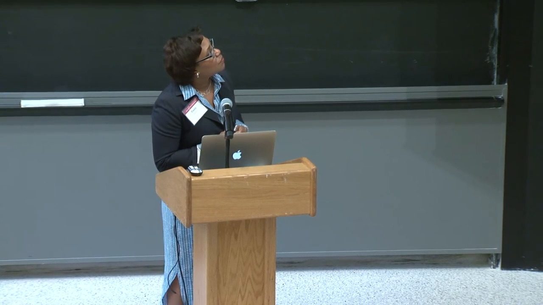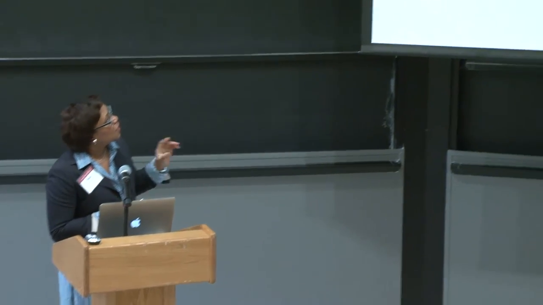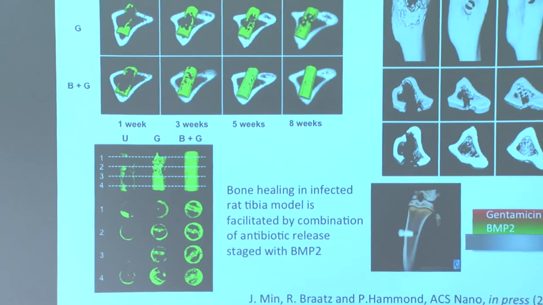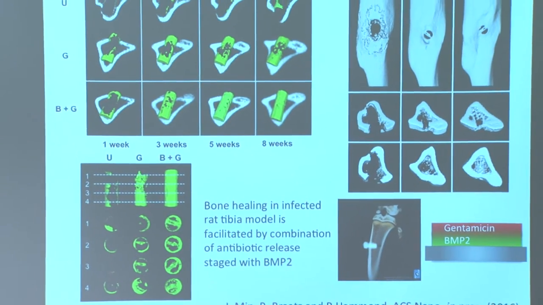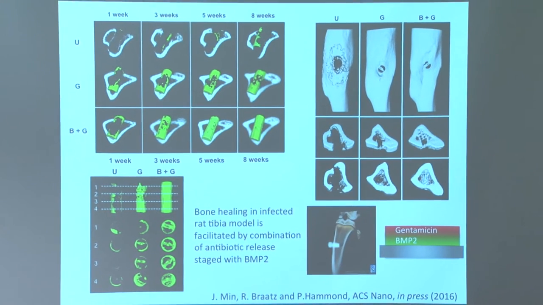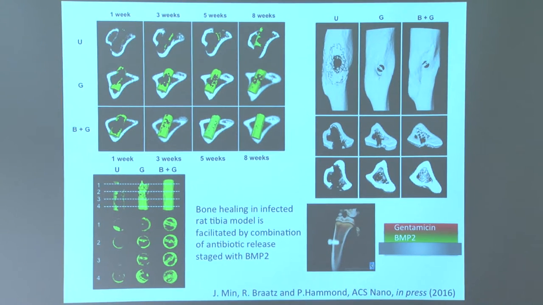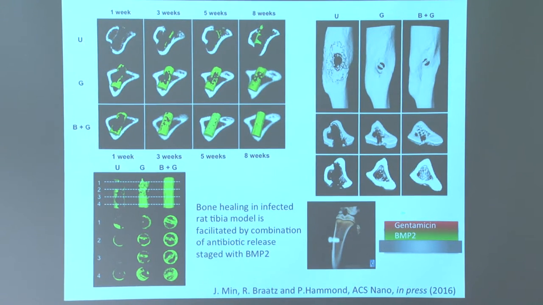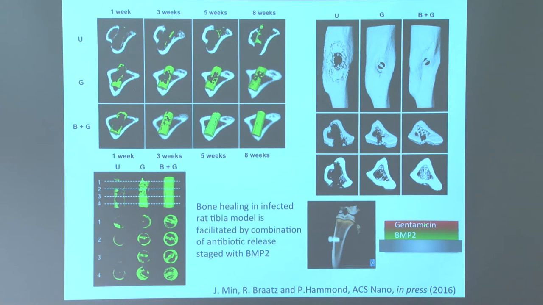We've also done much more straightforward approaches to generating coatings on biomedical implants. In the orthopedic implant work that we've been doing, we've been looking at ways in which we can essentially coat an implant. In this case, we chose PEEK plastic, but we've also coated titanium with a layer-by-layer film. And the idea is to release an antibiotic first, gentamicin, and then BMP2.